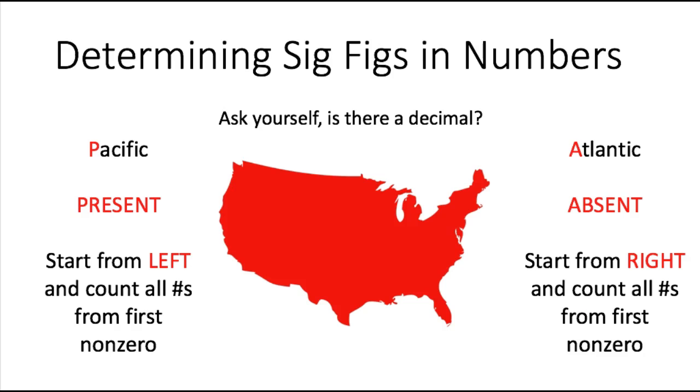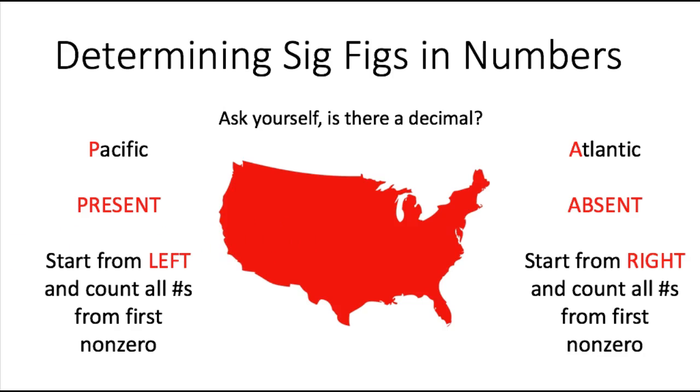So how do you determine if a digit is significant? Well, ask yourself, is there a decimal? If the decimal point is present, you want to start counting the number from the left, so from the Pacific side of the country, and move from left to right, and you want to count all numbers from the first non-zero number. If, however, the decimal point is absent, you want to come over here to the Atlantic side of the country, so you will count the number from the right and then count all numbers from the first non-zero and count all the way across the country.